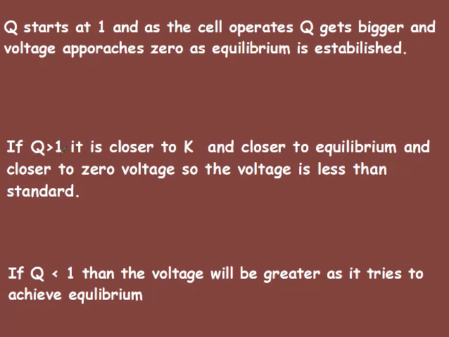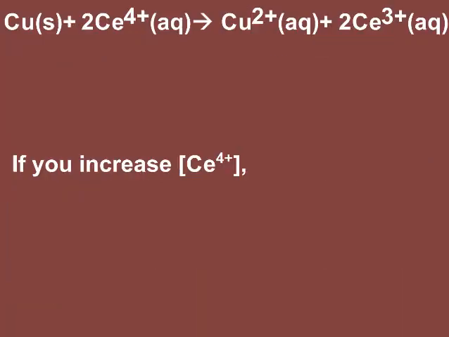So if Q is greater than 1, it's closer to K, and closer to equilibrium, and closer to 0 voltage. So the voltage is going to be less than standard. If Q is less than 1, then the voltage will be greater as it tries to achieve equilibrium. So let's see that in context of a problem.